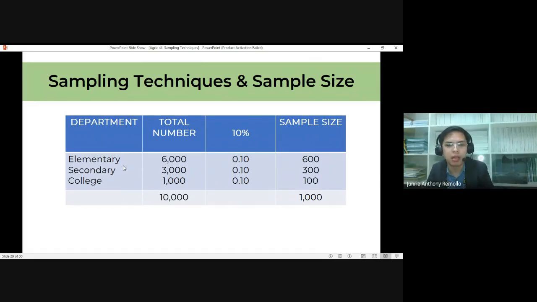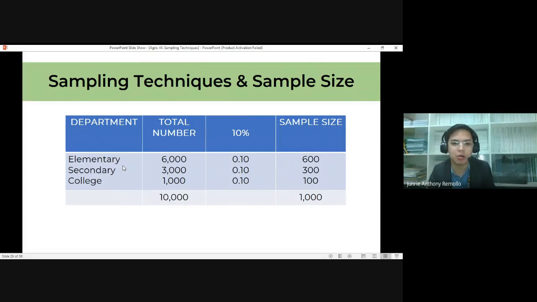If you try to analyze how to compute the sample size, you just divide the total number of students in every department, so for elementary, secondary, and college, you get the percentage over the total population. So 6,000 divided by 10,000. Or for 6,000, you get the 10% rather. So 6,000 times 0.1 equals 600. Actually, you could also obtain it using the procedures that I mentioned.